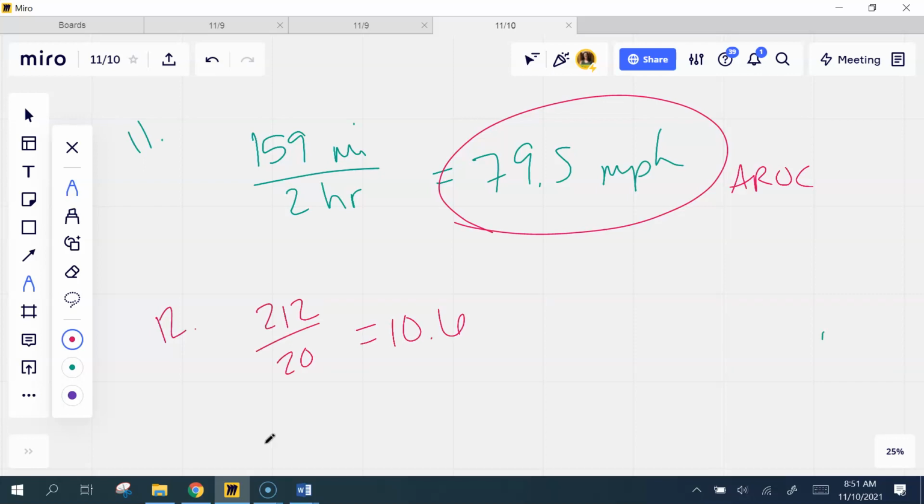So same thing. The average rate of change is 10.6 degrees per second. Because the average rate of change is 10.6 degrees per second, at some point during that interval, it had to hit 10.6 degrees per second by the MVT theorem. That's all you have to do.